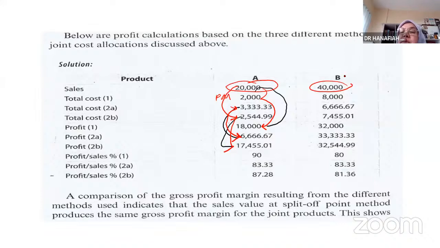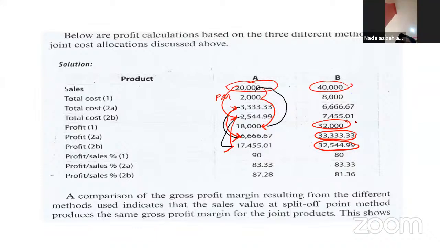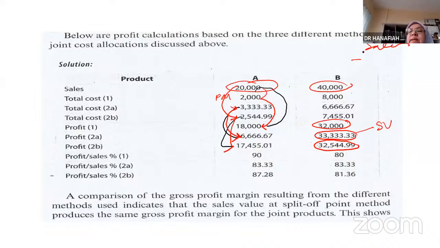It is the same thing. If you look at the product B, where if you look here, 32,000, 33,000, and 2,000. For product B, this sales value method is better. That is how you calculate the profit. Very simple. As usual, sales less total cost, you get the profit.